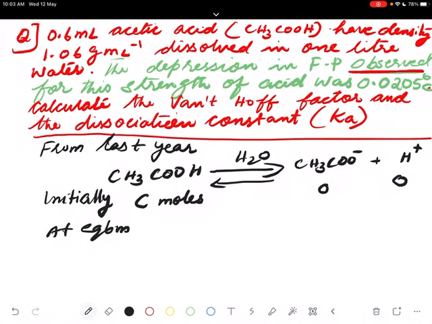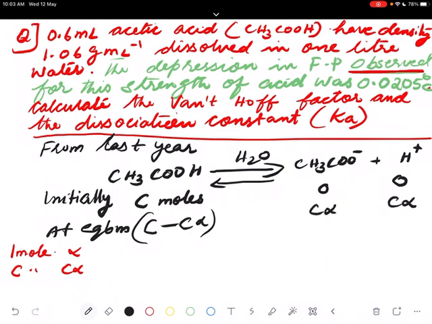At equilibrium, if 1 mole is taken, alpha got dissociated. If C moles are taken, then C alpha got dissociated. That also we learned last year. If one mole is taken, how much got dissociated? Alpha. If C moles are taken, C alpha got dissociated. So how much is remaining here? C minus C alpha. And here C alpha, C alpha. This also we learned last year.